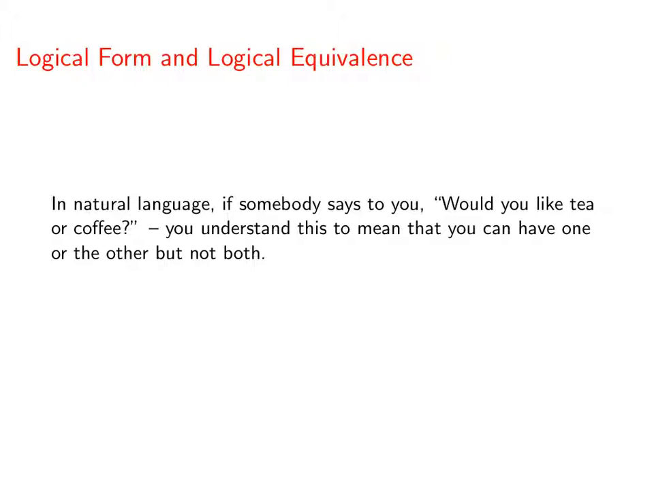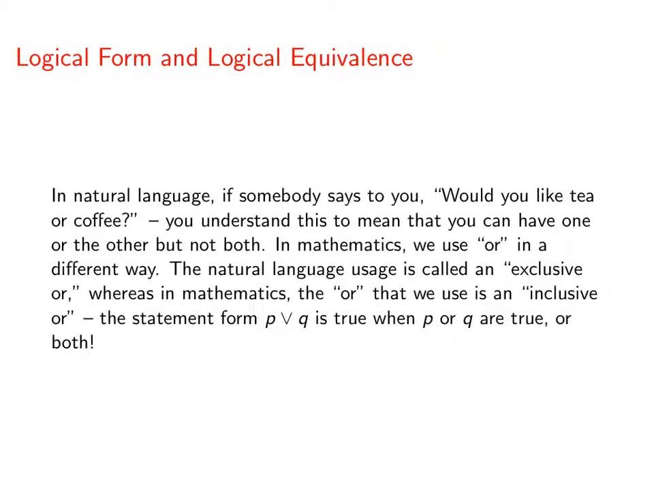We want to make a distinction between natural language and formal logic. Now in natural language, if somebody says to you, "Would you like tea or coffee?" that means you can have one or the other, but you can't have both. In mathematics, we're going to use the word or in a different way. In natural language, we use the exclusive or. When we use an or, one or the other must be true, but not both.